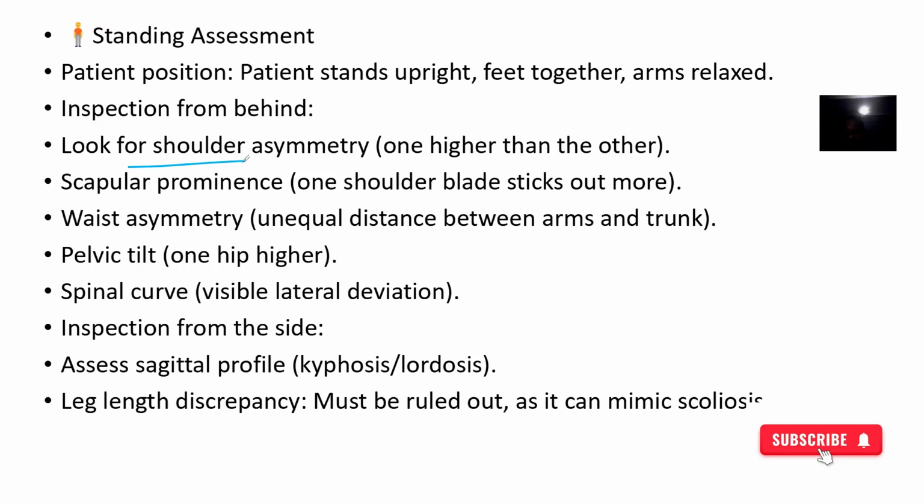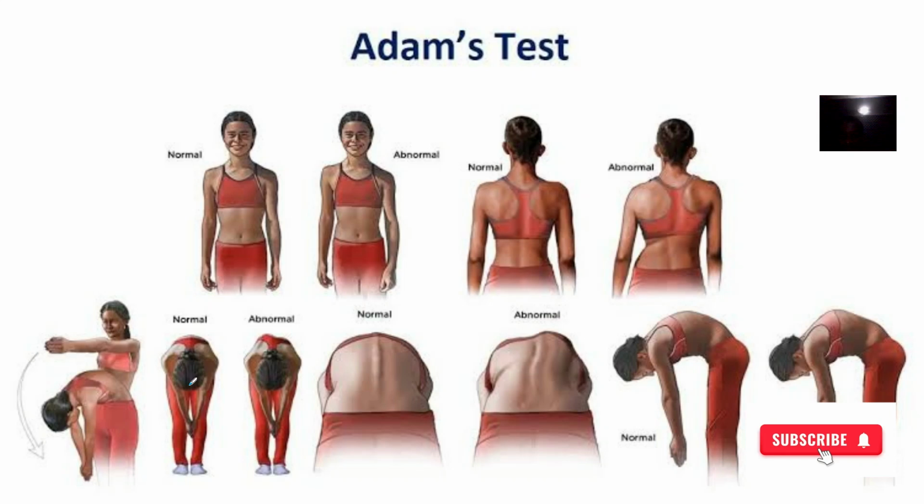at the shoulder, is one higher and one lower. You look at scapular prominence. You look at waist asymmetry. Pelvic tilt on one side. Spine curvatures. Okay. So you assess the sagittal profile for kyphosis or lordosis, and leg length discrepancy, is one leg higher than the other. You understand? See it.